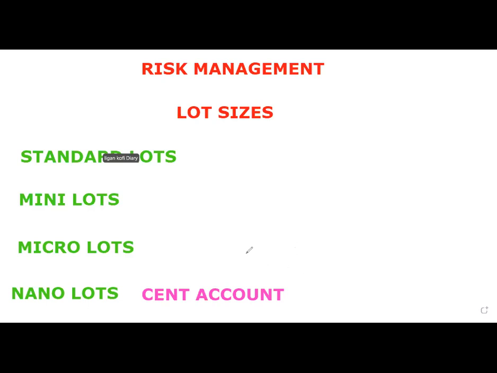So with a cent account, your $5 will become 500 cents. And then with the 500 cents, you can use it to experiment with your strategy to be sure whether your strategy can actually make profit or not. Is that okay? The same way, maybe you have just $10. You want to use it to experiment. So $10 will become 1,000 cents.